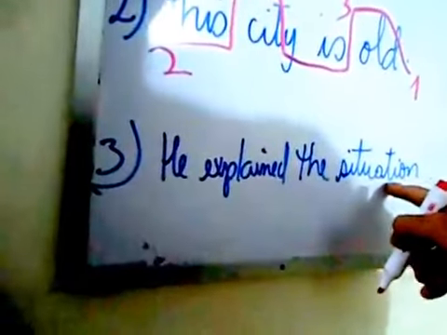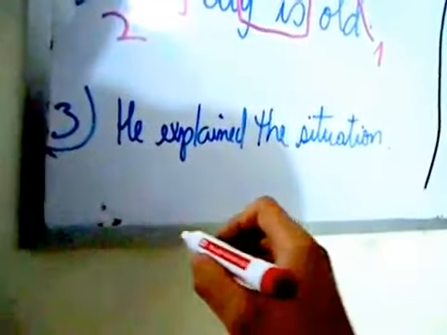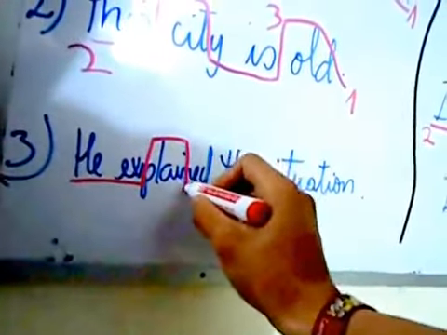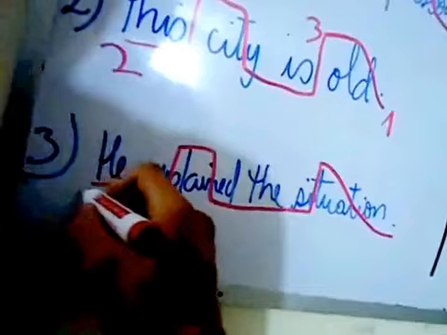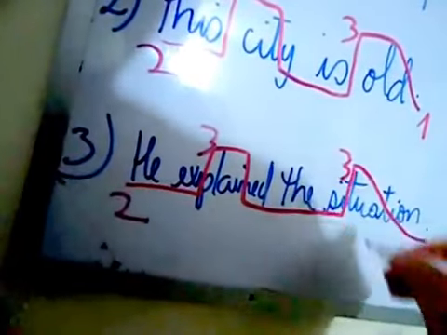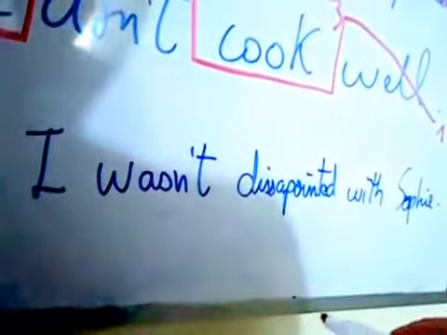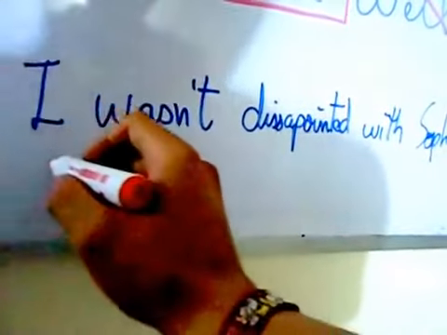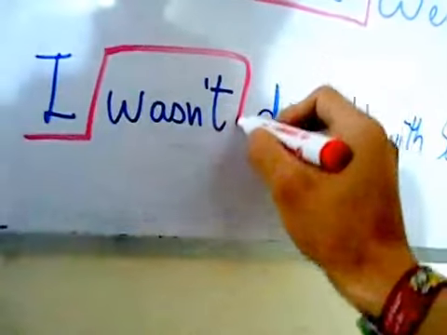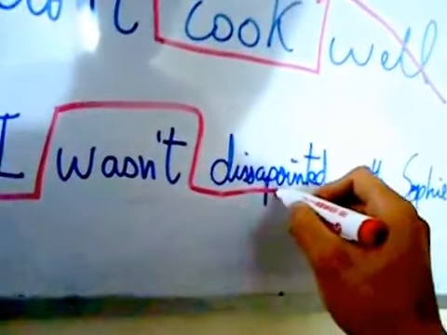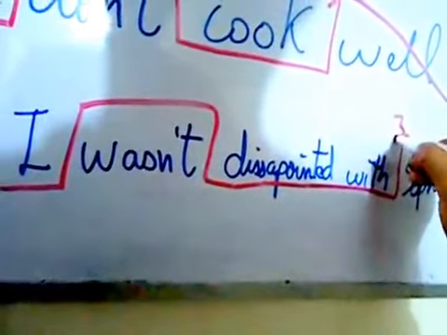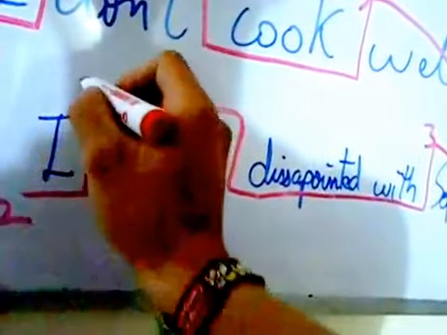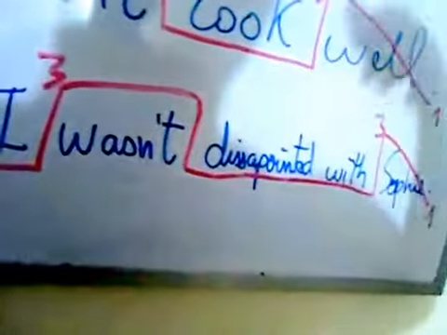"He explained the situation." The standard, two high, and one falling. "I wasn't disappointed with Sophie." Number 2, number 3, so number 3, and Sophie at the end of our sentence.